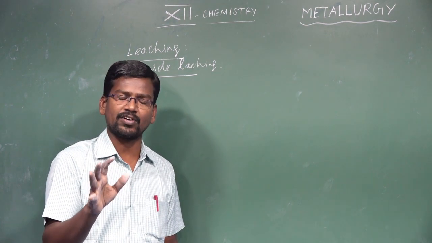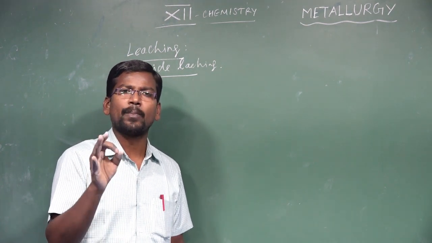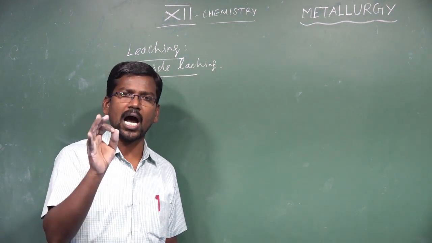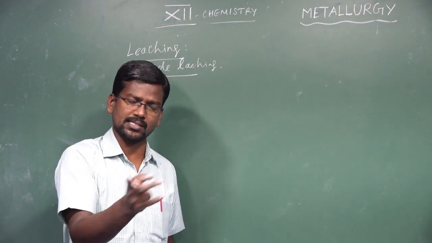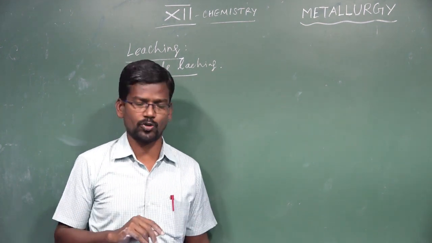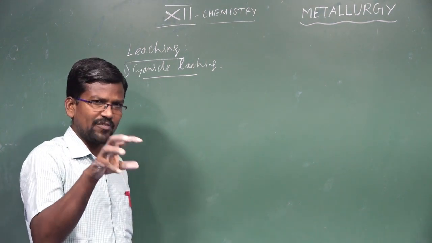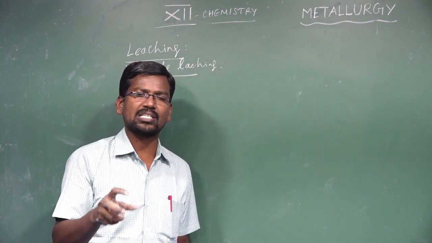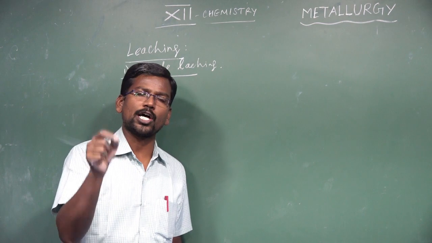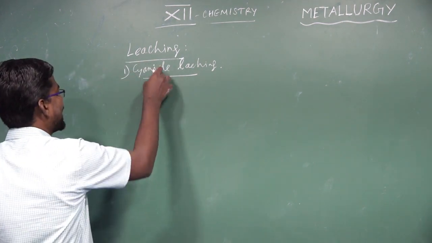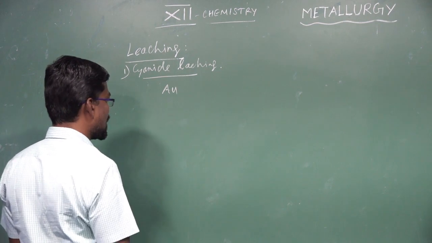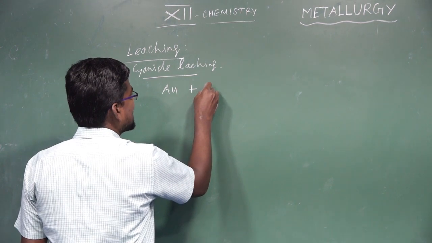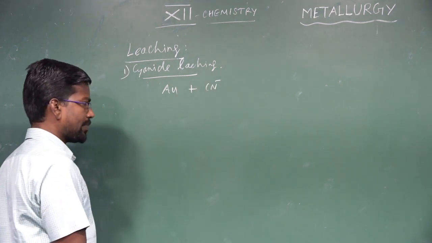All these substances are ores. The ores of gold metal are first concentrated by the froth flotation process, which we have already discussed in the previous topic. What is the meaning of the leaching process here? The crushed concentrated ore is leached with an aerated dilute solution of sodium cyanide or potassium cyanide. So the gold metal, Au, is leached with sodium cyanide or potassium cyanide, Na+ CN-.